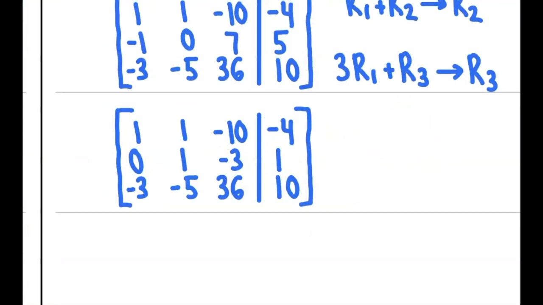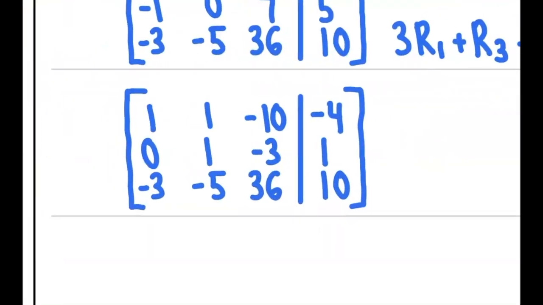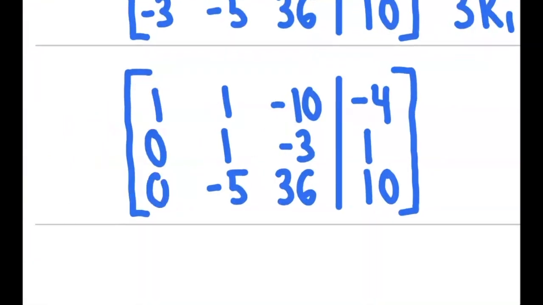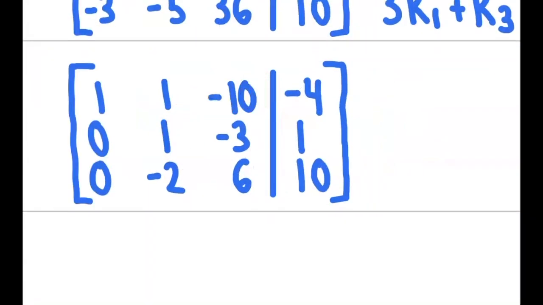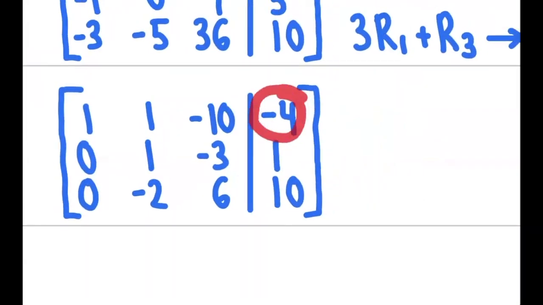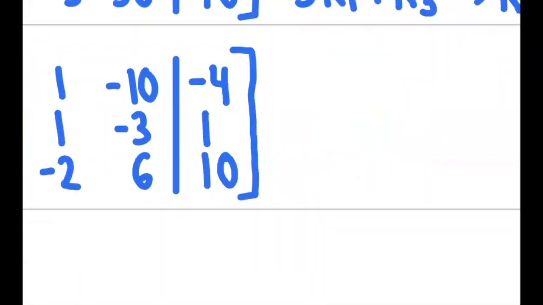And now I'm going to do this operation here. So 3 times row 1, so 3 here, and then plus that -3, that's 0, just like we wanted. And this becomes a 3, plus the -5, that's -2. And then 3 times -10 is -30, plus the 36, that's 6. And 3 times -4 is -12, and then plus the 10, that's -2.